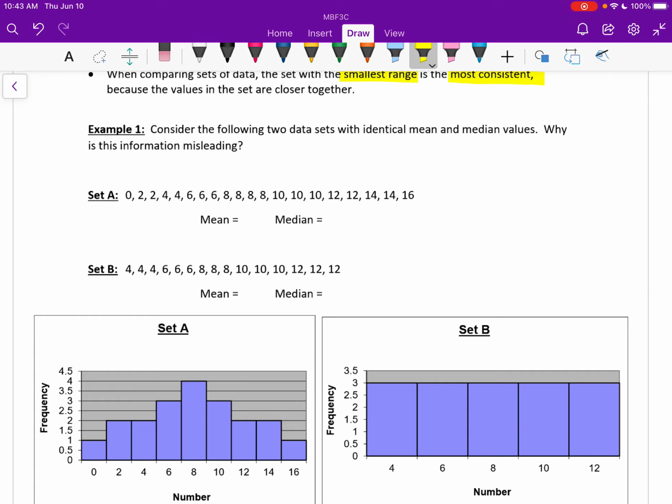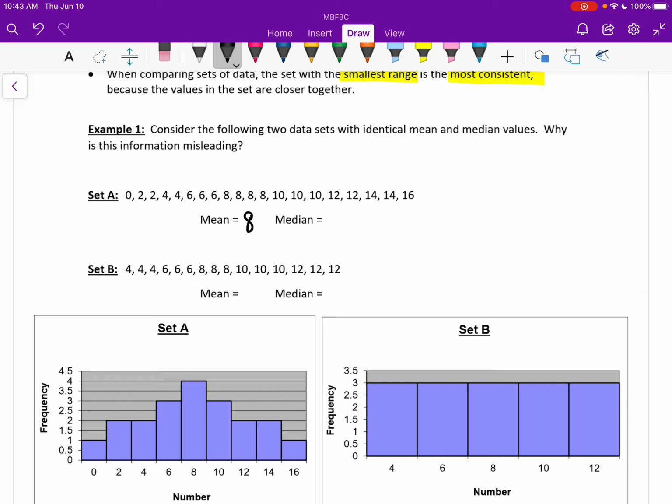So I'm going to do 0 plus 2 plus 2 plus 4 plus 4 plus 6 plus 6 plus 6, 8 plus 8 plus 8 plus 8, 10 plus 10 plus 10, 12 plus 12, 14 plus 14, 16. I added all of those together, and then I divided that by 20, and I got 8.